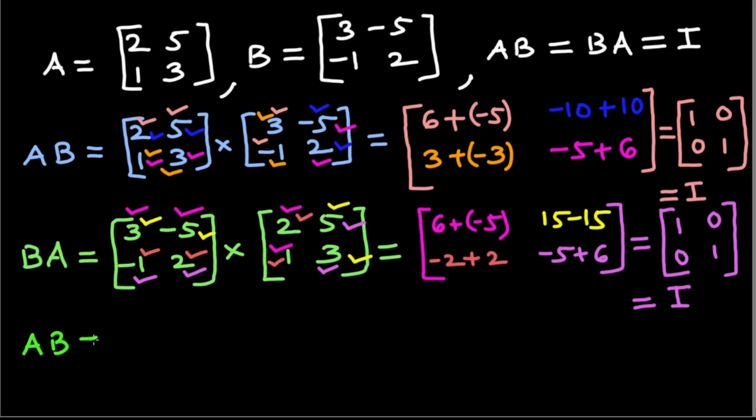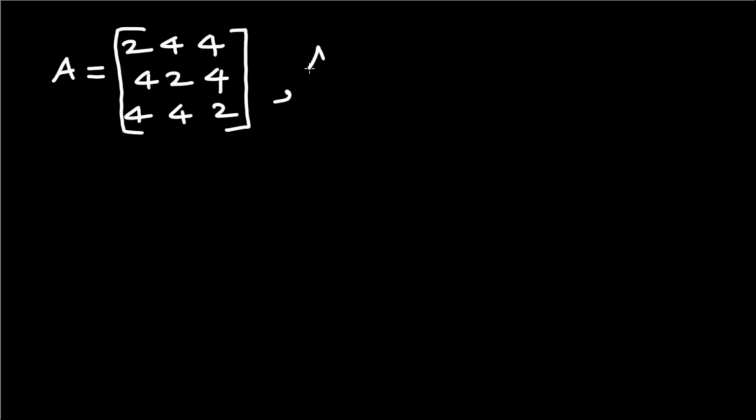AB equals BA equals identity matrix I is proved. If matrix A is [2 4 4; 4 2 4; 4 4 2], we have to show that A squared minus 8A is a scalar matrix.